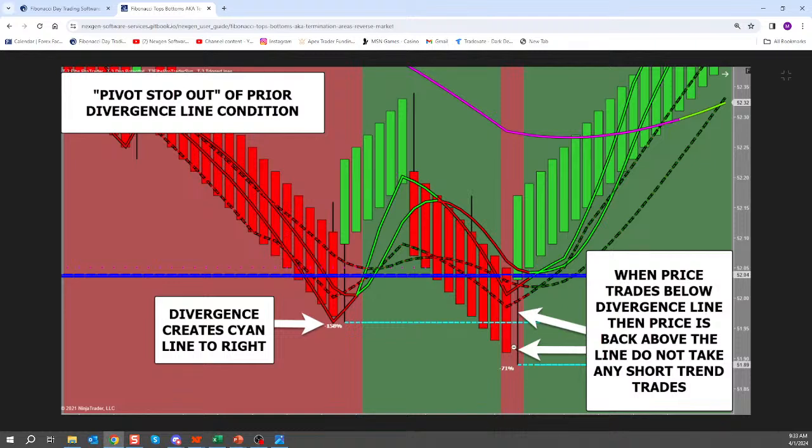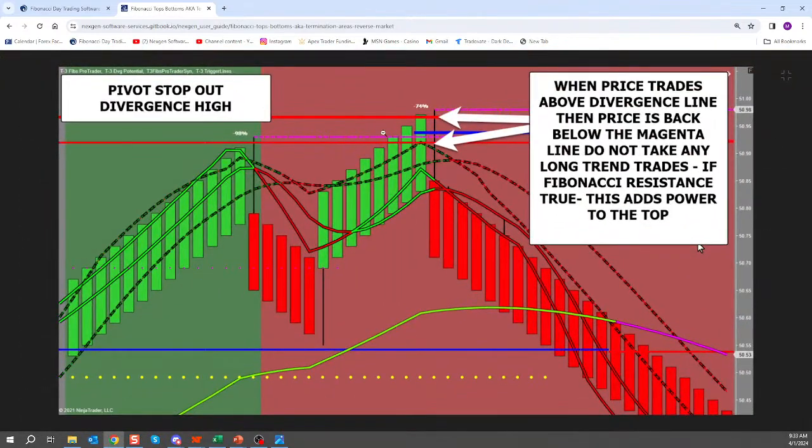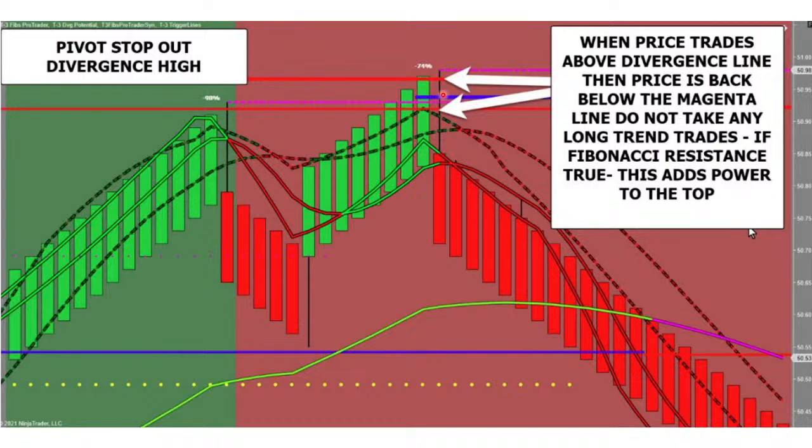When price trades below and then back above, now it's a pivot stop out of a prior divergence line. No more short trades, guys, right from the user guide, right from the manual. If price goes below a divergence line and back above, no more short trades. If price goes above a divergence high and back below, no more long trades. And guys, even more so, this pivot stop out, when Fibonacci resistance or support is true and acting as a termination condition, it adds power to the top.